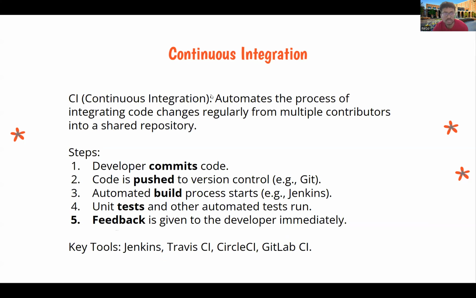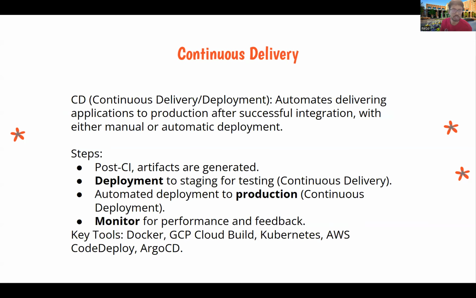So CI automates the process of integrating code changes regularly from multiple contributors to a shared repository. Imagine a developer commits code, the code is pushed to version control, an automated build process starts, unit tests and other automated tests run, and feedback is given to the developer immediately. CD automates delivering applications to production after successful integration, with manual or automatic deployment.